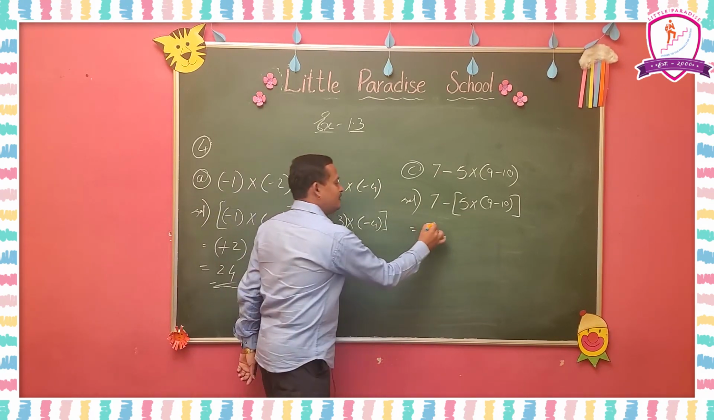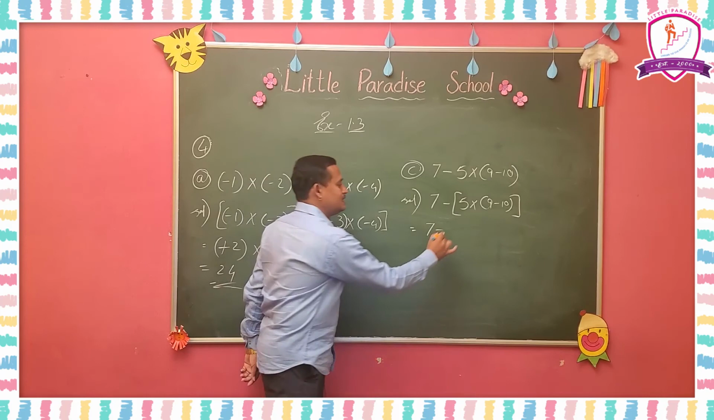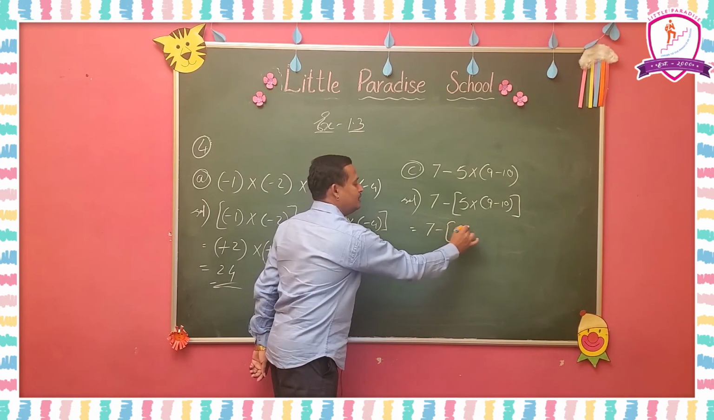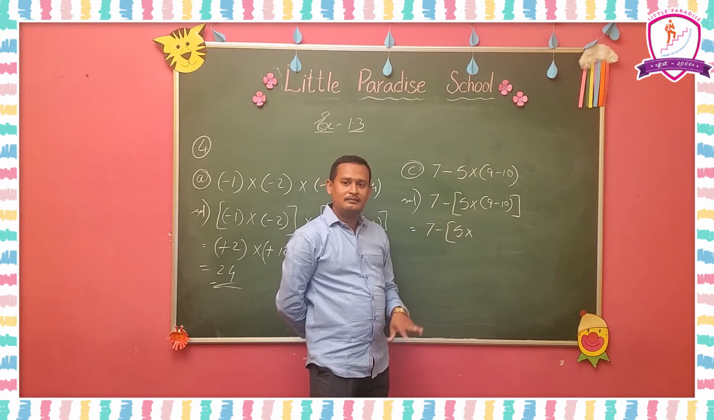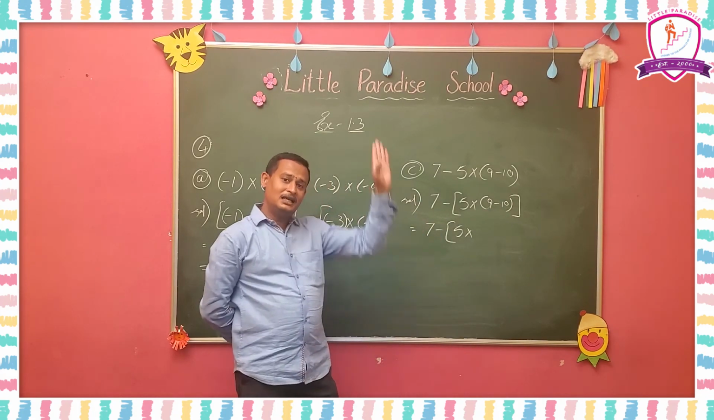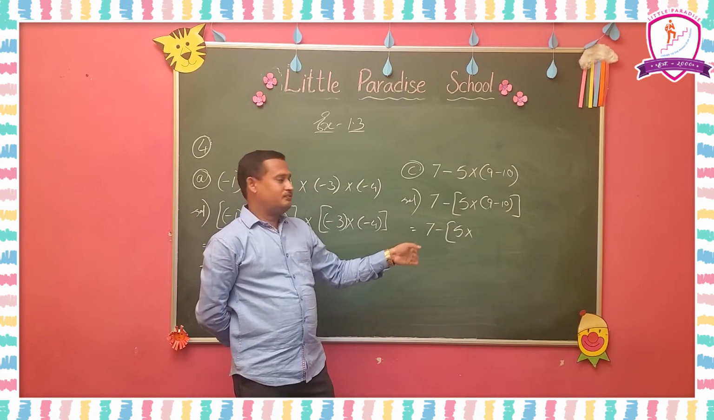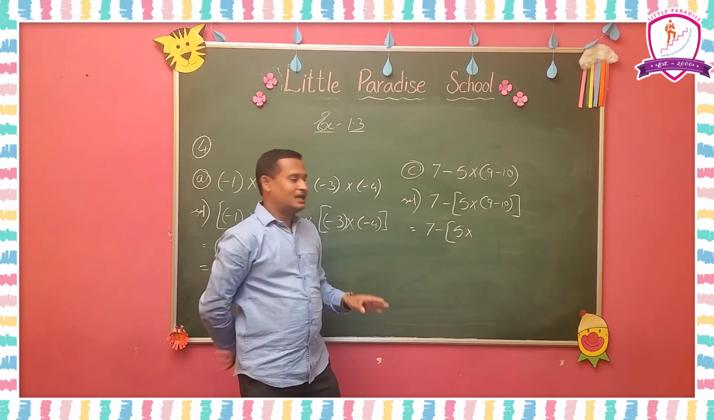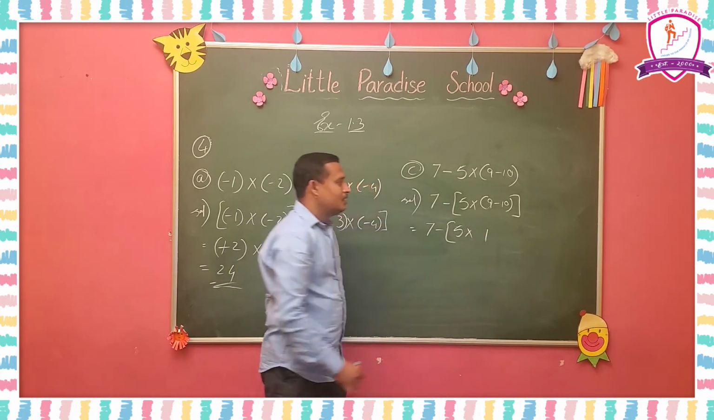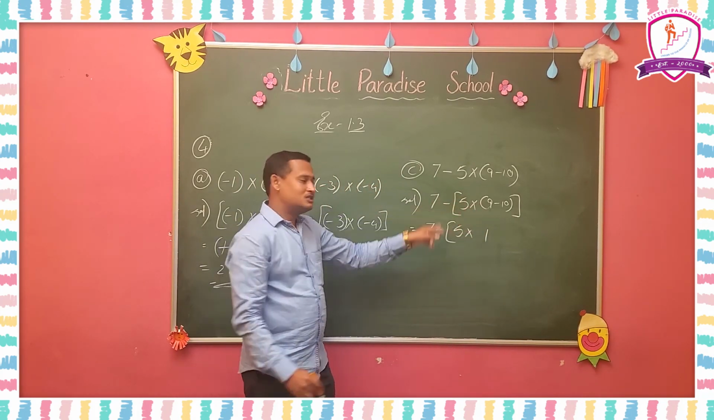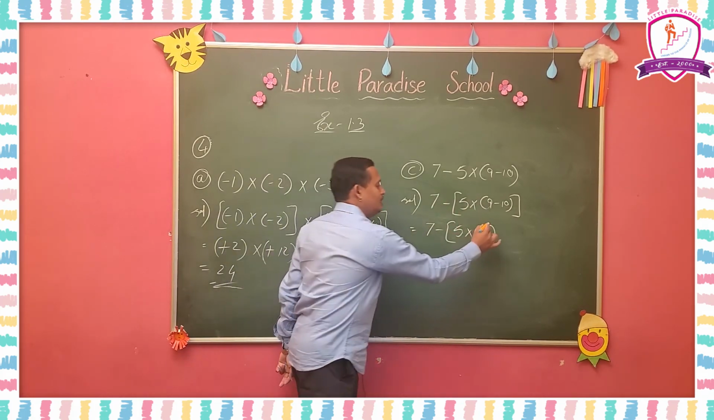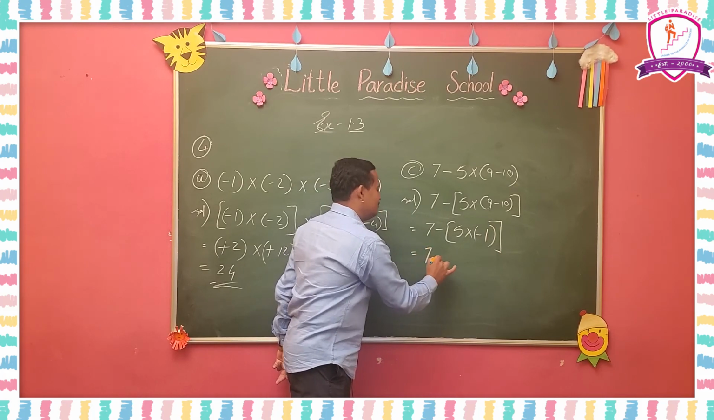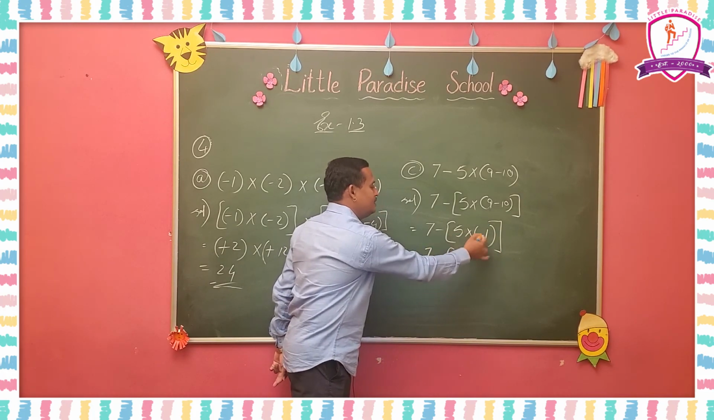And next here 7 minus 5 into, here 9 is small number and 10 is big number. We have to subtract the small number from the big. So first we have to find the difference of 9 and 10. What is the difference of 9 and 10? 1. Big number has negative symbol, that's why you have to put negative symbol for the answer. So here close the bracket like this, and 7 minus 5 into minus 1.